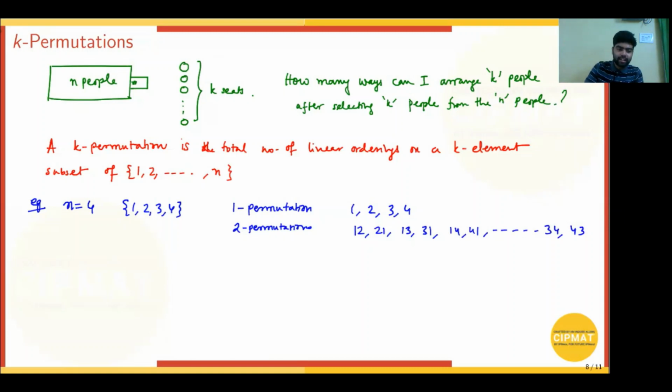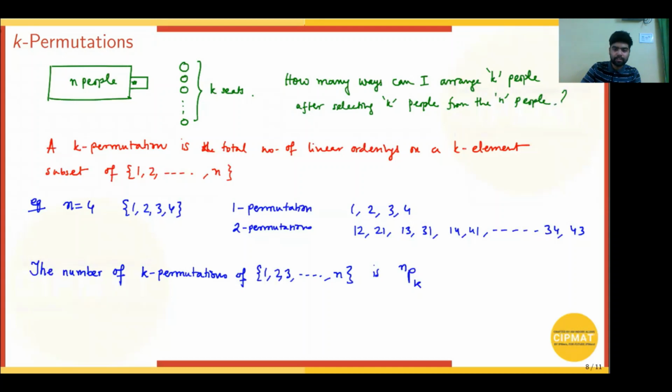Then I can say that the number of k permutations of this particular set, let's say 1, 2, 3 till n, is going to be equal to nPk that you have learned before. What is this nPk? nPk is nothing but n into n minus 1, in this way it goes on till n minus k plus 1, or the normal notation that you know, n factorial by n minus k factorial.